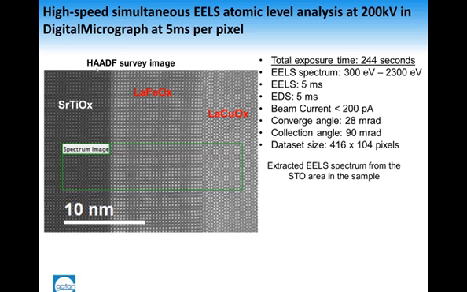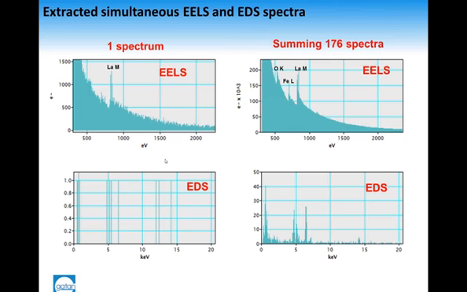We started by looking at the interface between strontium titanate, lanthanum iron oxide, and lanthanum cuprate. EELS and EDS data were acquired using an exposure time of 5 milliseconds. The EELS spectrum was acquired from 300 eV to 2300 eV, with a beam current slightly less than 200 picoamps. It's actually a pretty big data set, a very big map, and all the data were taken in just about 4 minutes, so a very fast acquisition.